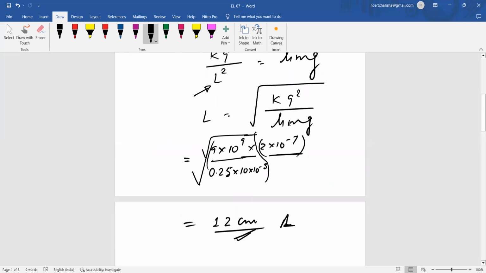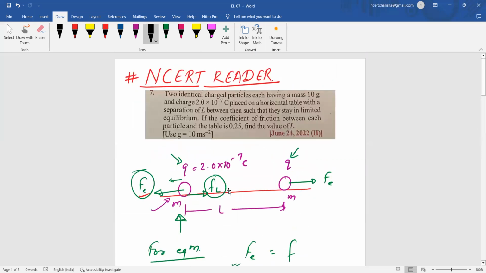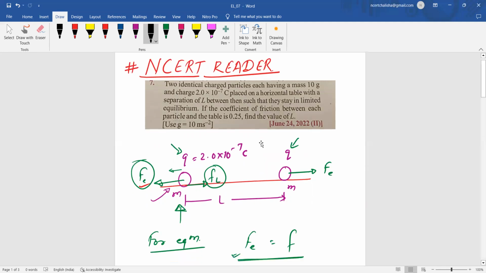I hope you understand. Only two forces were acting: the friction and the electrostatic force. If it is in limiting equilibrium, it is only possible if both forces balance each other, and then only it will be in equilibrium. I hope you understand this one.